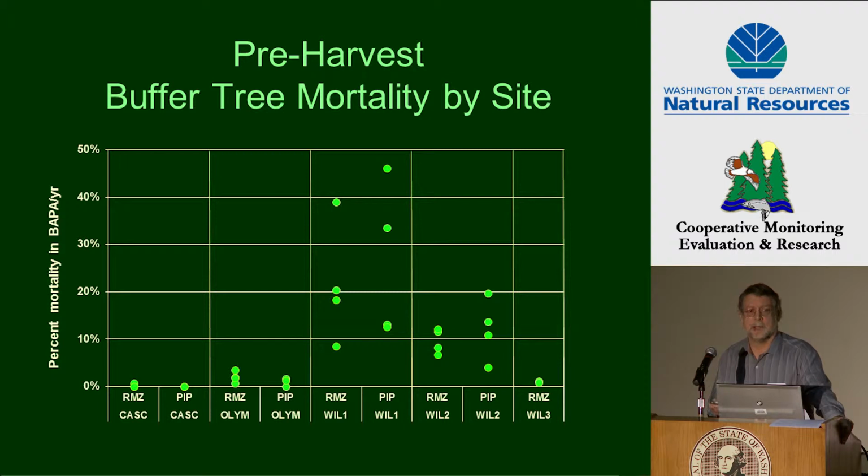However, even in the blocks with the high mortality rates, many of the individual plots had mortality rates which were less than 10%. So we found that the mortality from wind damage was really inconsistent, and there was a lot of variability within the sites.